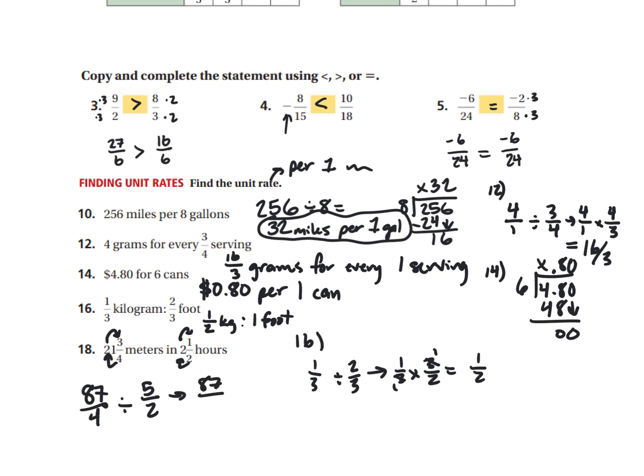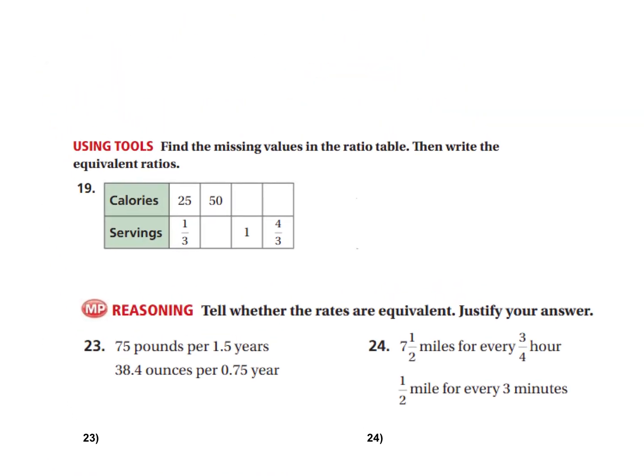Right, so this is going to stay 87 over 4. Now I'm going to multiply by 2 over 5. These can cancel each other out. And I am left with 87 over 10. There we go. Which, if you want to, you could leave it like that. I'm going to simplify it to 8 7/10. And then this would be meters in 1 hour. Again, for unit rate, always should have a 1 at the end. Divide your first number by the second number. Okay, a couple more here.